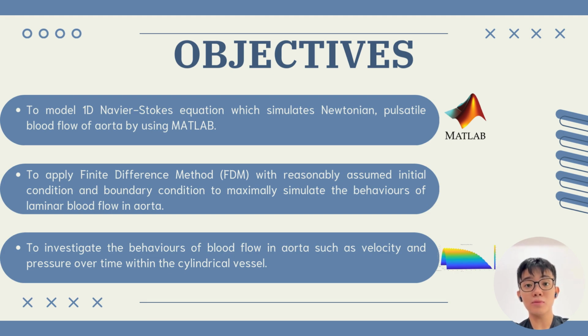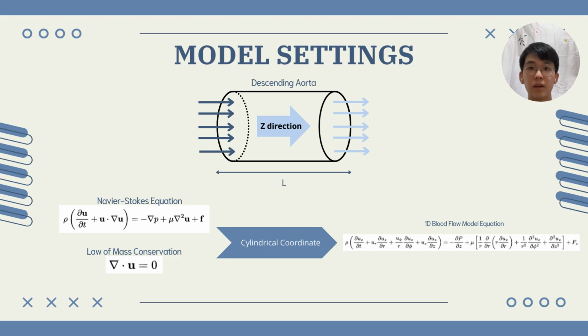Our three objectives aim to model the 1D Navier-Stokes equation for pulsatile aortic flow using a 1D finite difference solver in MATLAB. This allows us to simulate laminar behavior and analyze the resulting velocity profiles and pressure distribution throughout the cardiac cycle.